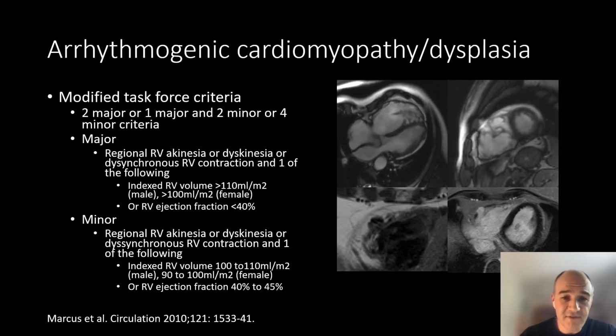And I think the reason for that is because these aren't particularly sensitive. Because the RV free wall is so thin, it is possible that you could miss these features on MRI, and therefore we rely more heavily on the dysfunction of the right ventricle and the size of the right ventricle itself.